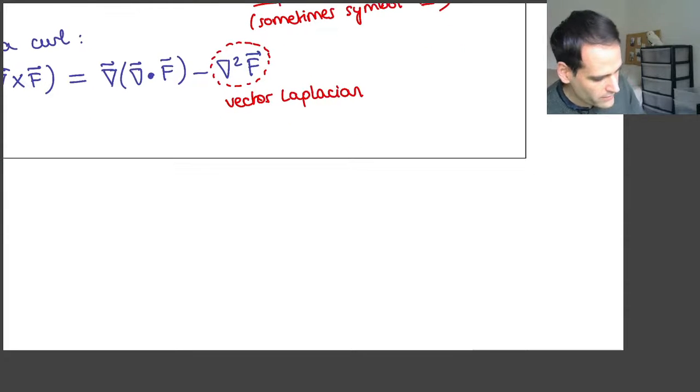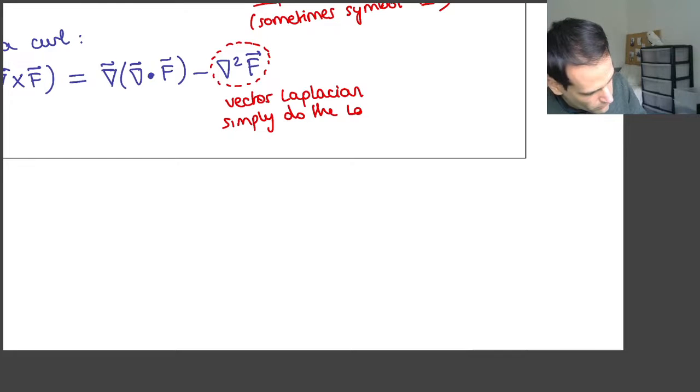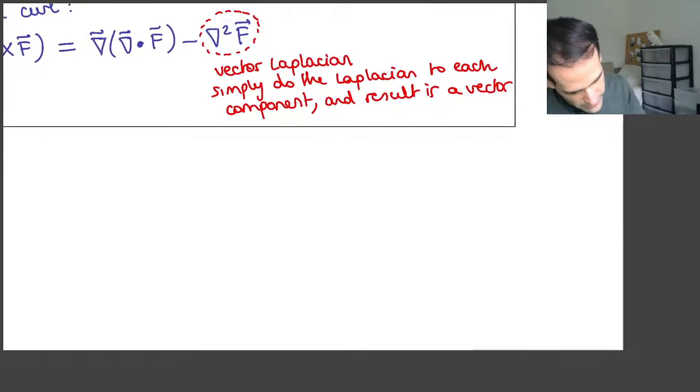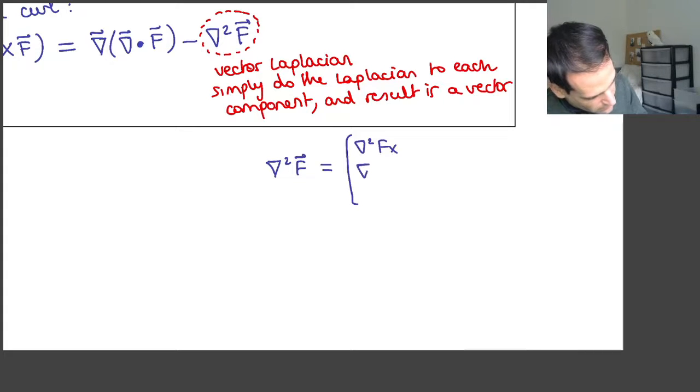And the way you calculate it is simply to do the Laplacian to each component. And the result is a vector. So let me write it explicitly to make sure there is no confusion here. The vector Laplacian is simply a vector which has the Laplacian of the x component, the Laplacian of the y component, and the Laplacian of the z component.